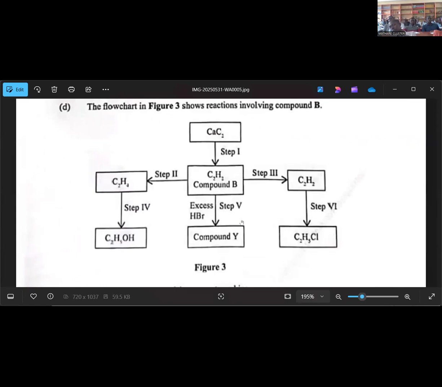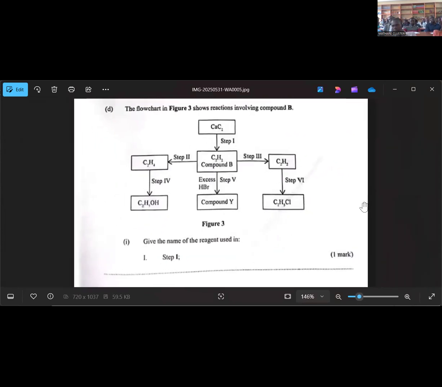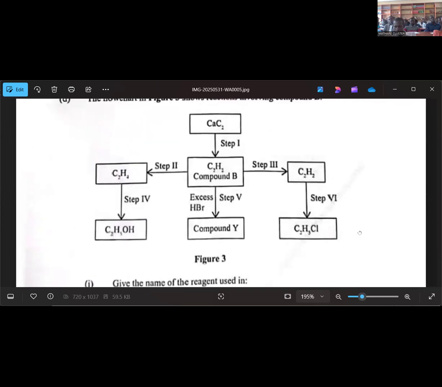There it is. What we've got is calcium carbide, ethyne and compound B, ethyne, chloroethane, ethene, and ethanol, the alkanol. Okay. And this question asks you about all these different steps. I don't have time to go through all of it particularly, but I'll tell you what happens in them.